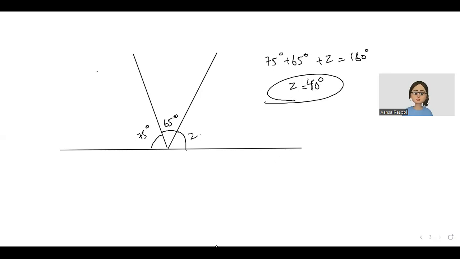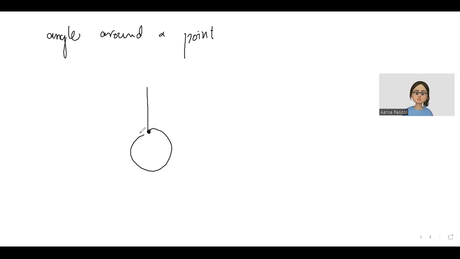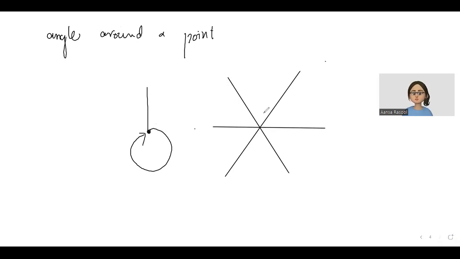The next angles that we are going to understand are angles around a point. Angles around a point always give us 360 degrees. Suppose this is the particular point. Angles around this point will always add up to give us 360 degrees. Suppose these are two lines, or you can consider it as three lines. All of these angles around one point will add up to give us 360 degrees.